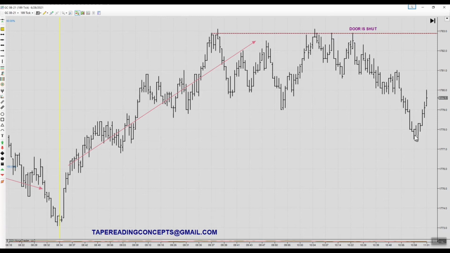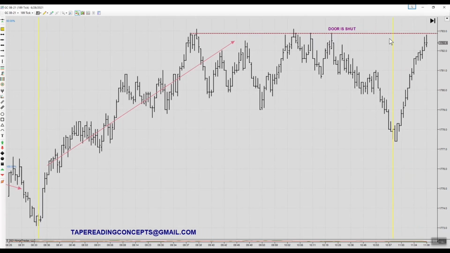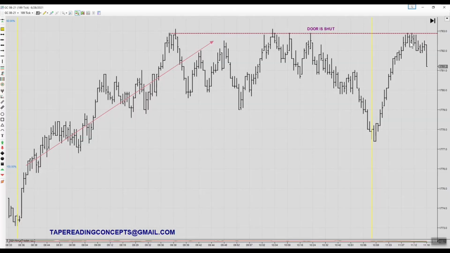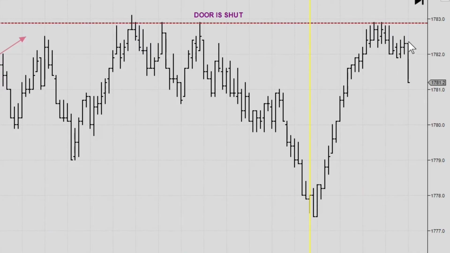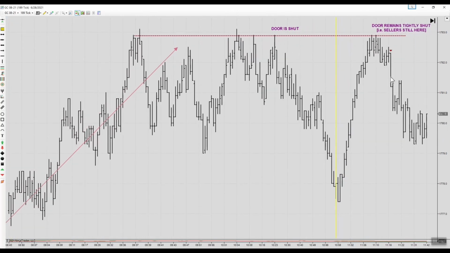Yet again, price rallies sharply back towards our door, and as we see over the course of these 10 or so bars, we get a cluster of price, all the bars underneath 1783, tight cluster, limit sell bar right here, good separation away from the area. We could conclude that the door remains shut, tightly shut, because the sellers are still here.